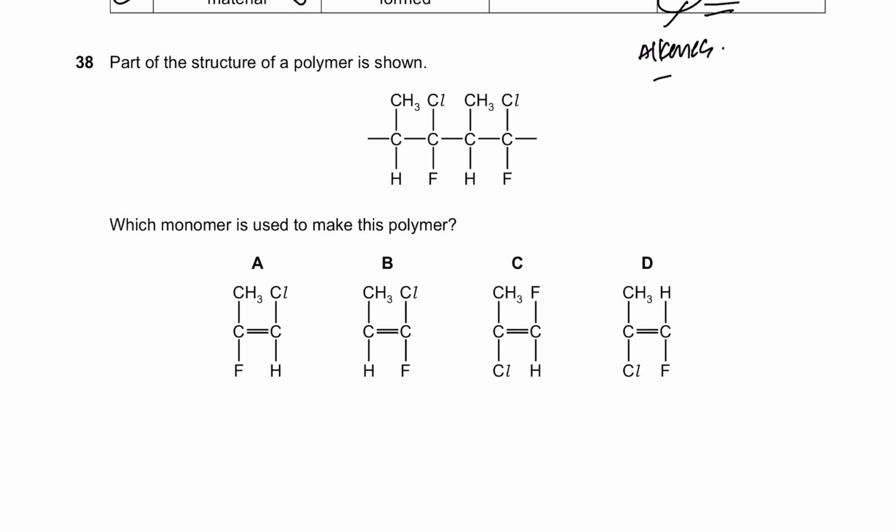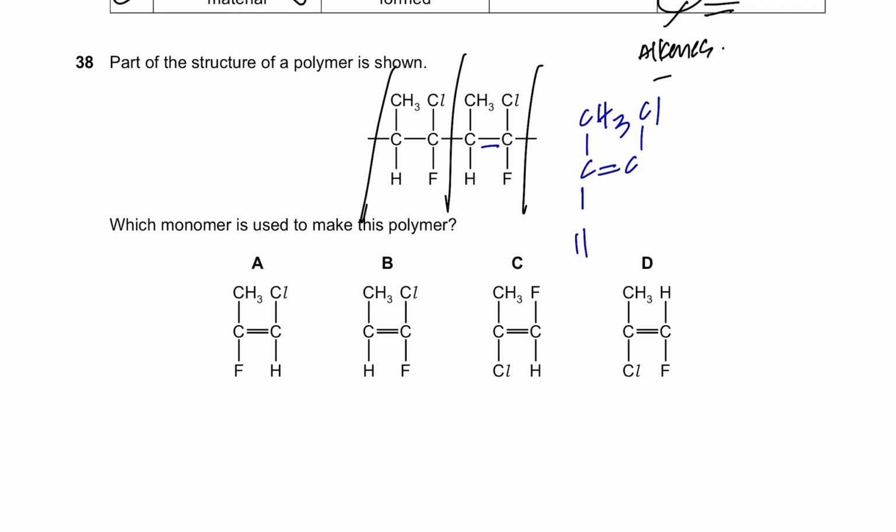Part of the structure of a polymer is shown. Which monomer is used? Just draw a cut after every 2 carbons and remove the continuity bonds and draw a double bond between the 2 carbons. Double bond between the 2 carbons, CH3 right here. This was my Cl, that's my H, and that's my F. Remove the other bonds, right? These 2 bonds would be removed. That's why I'm putting a cut.